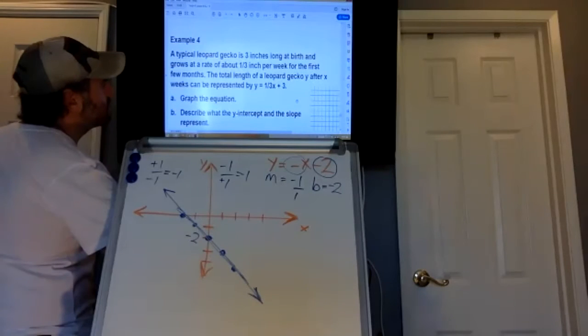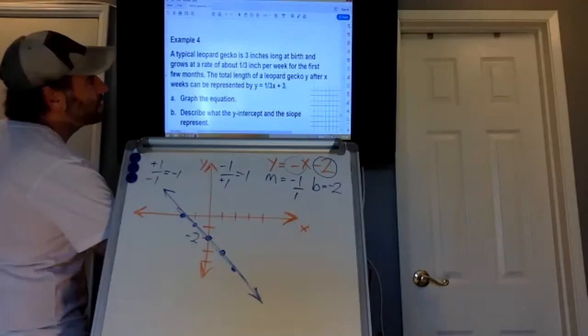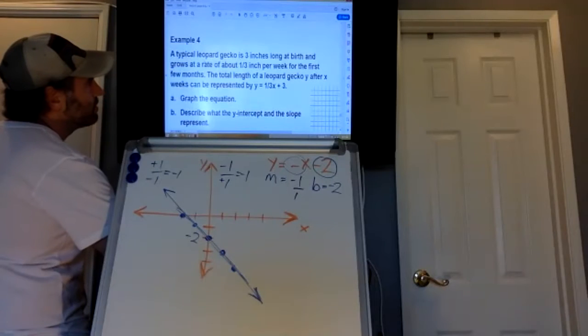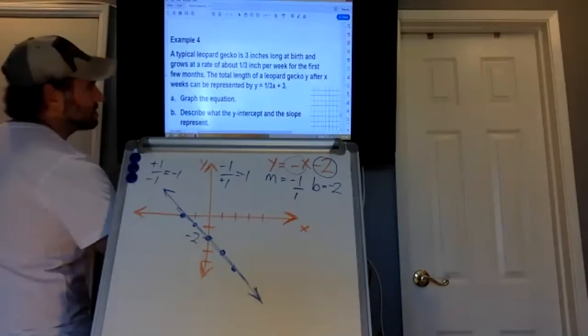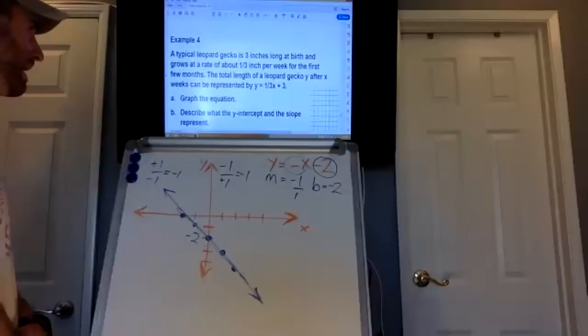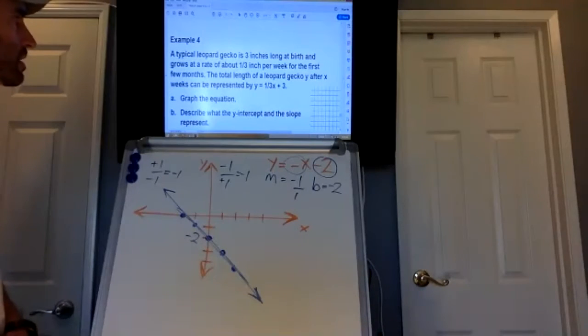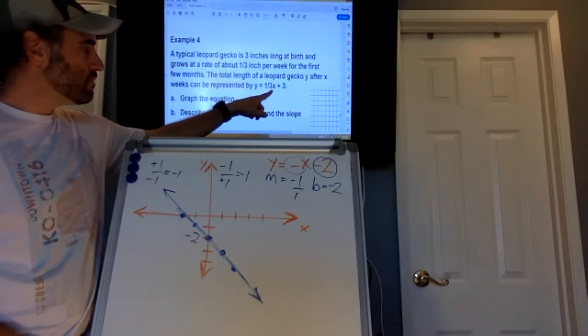Example 4, here we go. A typical leopard gecko, didn't know there was such a thing, is 3 inches long at birth and grows at a rate of about 1/3 of an inch per week for the first few months. The total length of a leopard gecko, Y, that's what we usually have as the total, after X weeks can be represented by this equation.